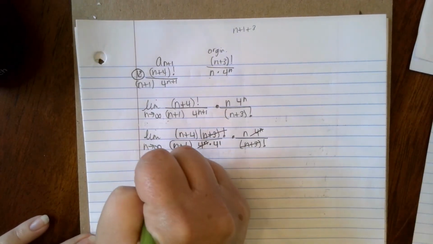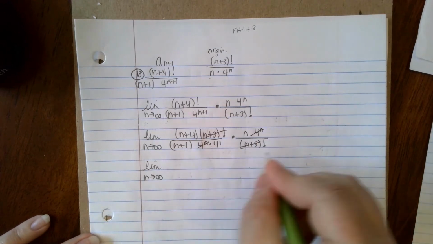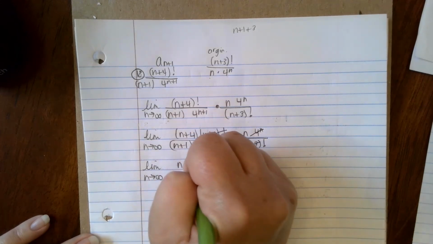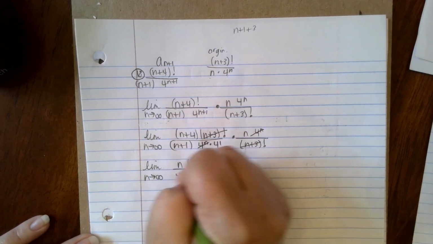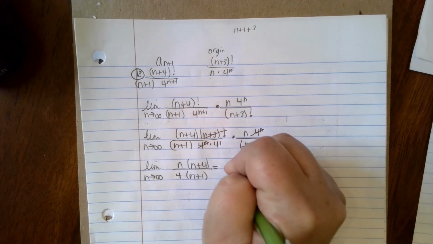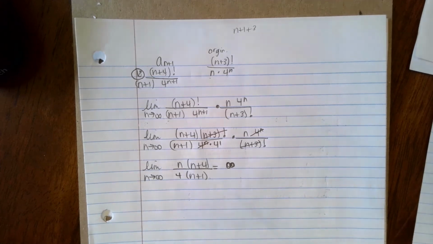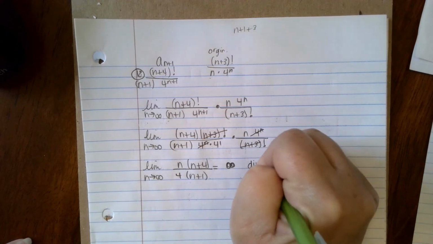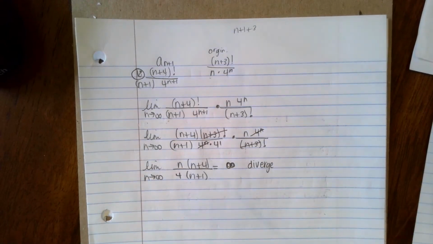Please don't forget to write the word limit. We've got, left up here, an n and an n plus 4 on top, and on the bottom we've got a 4 and an n plus 1. Alright, you've got n squared on the top and you've got n on the bottom. So since you've got bigger on top, your bottom, it's going to infinity. So if this thing goes to infinity, you are going to diverge because it's greater than 1. Okay, if it's greater than 1, it diverges.